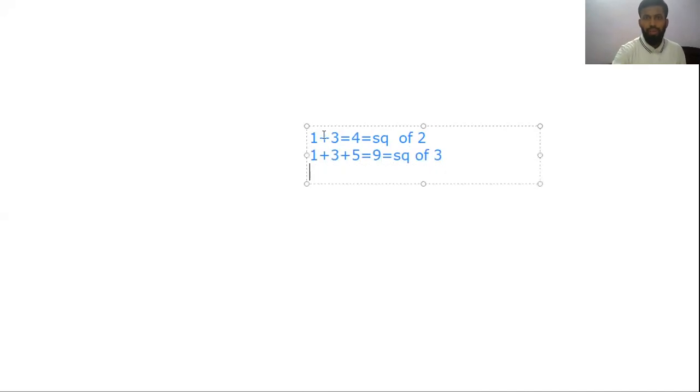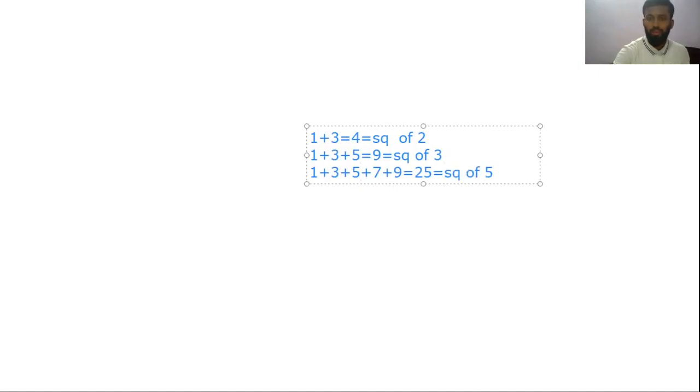Now, what if I take some more numbers, like 1 plus 3 plus 5 plus 7 plus 9? Someone might say that this is a time consuming thing, to add up all those numbers orally. And indeed it is. And that's why we have a formula. But now let's try to add these. 1 plus 3 is 4, 4 plus 5 is 9, 9 plus 7 is 16, 16 plus 9 is 25. So what is this? This is 25. And 25 can also be written as square of 5, right?